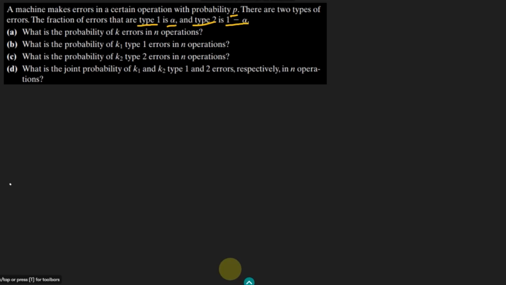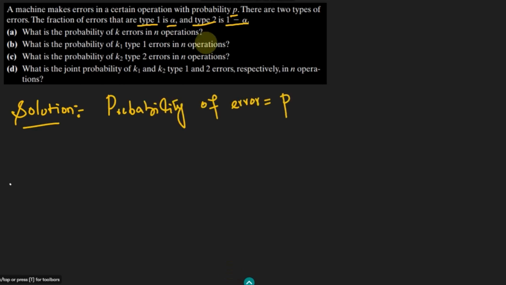So before proceeding to the other parts of this question, let me first write the given data to formulate the strategy for solving this question. Here we have the probability of error, that would be p. And from this statement we can very clearly infer that the probability of no error would be how much? That would be 1 minus p. Similarly, for type 1 errors, we have the fraction equal to alpha, and for type 2 we have 1 minus alpha.